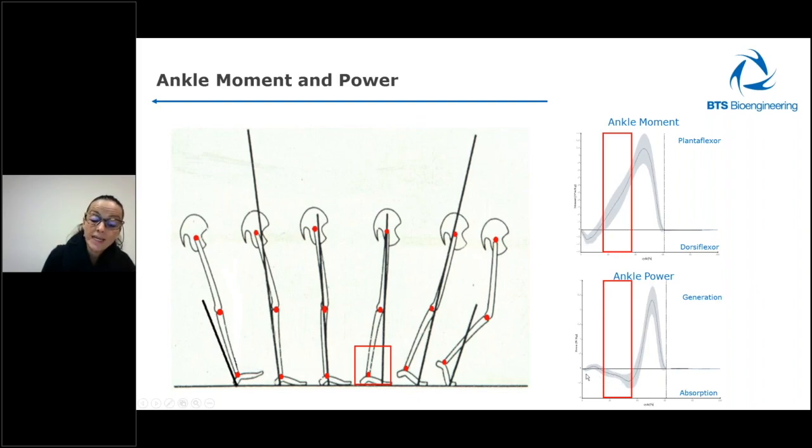Let's remember that in this phase, the plantar flexor muscles, for example, the sura triceps, are lengthening to generate force and control the progression of the tibia on the foot.